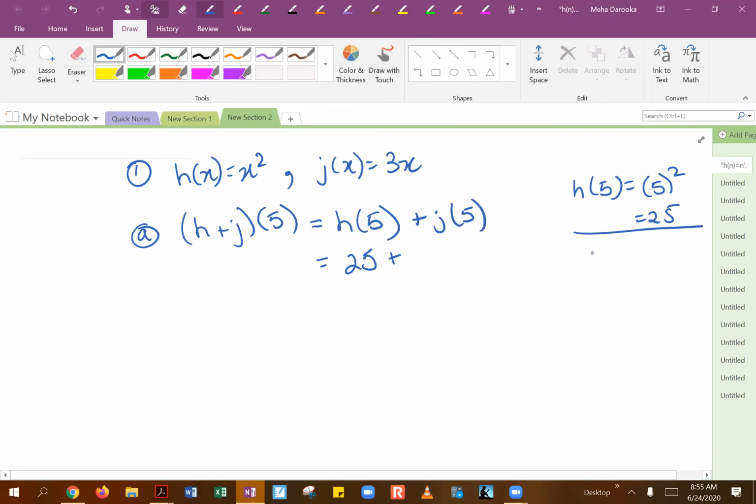And then we'll need to do the same thing for j of 5. And for j of 5, what will we get? Yeah, very nice. We will end up getting 15 because that means you're doing 3 times x, which is 3 times 5. And 3 times 5, of course, will give us 15.